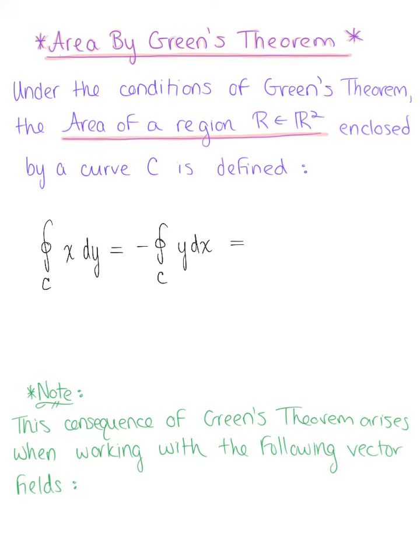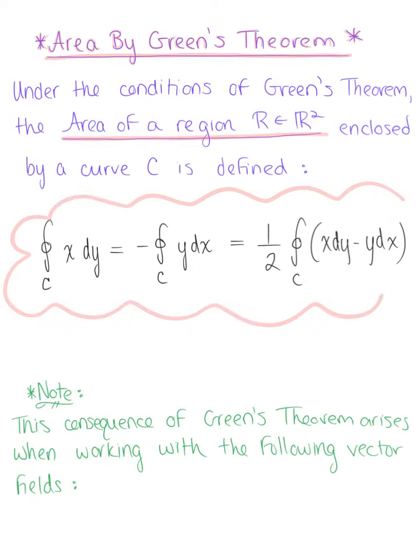And we combine these two together to give us the line integral one half multiplied by the integral over a closed curve C of x dy minus y dx. And so we use this consequence to find the area of the region. So where does this come from?